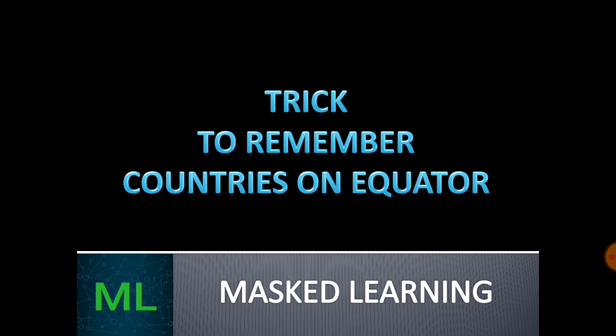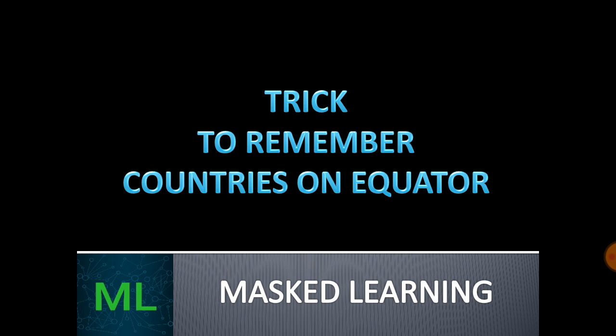First of all, let us know what is equator. Equator is a 0-degree latitude which divides our earth into two equal halves, named northern hemisphere and southern hemisphere. And in this world there are 13 countries which are on equator.